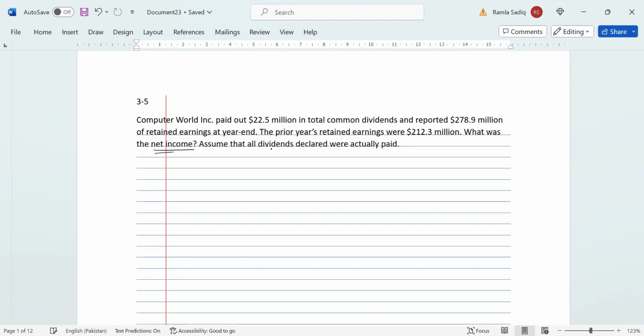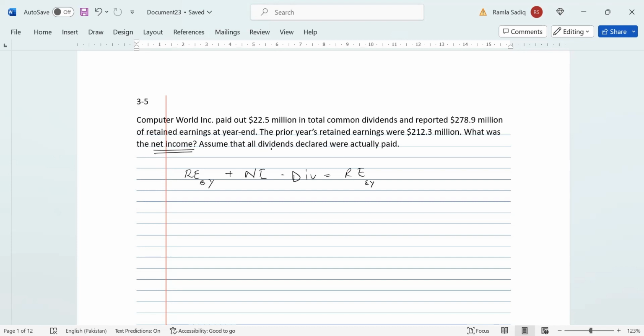So we don't know what our net income is. Now, one more time, remember that our formula says that our retained earnings for the beginning of the year plus net income for that year minus dividends will equal retained earnings for the end of that particular year.